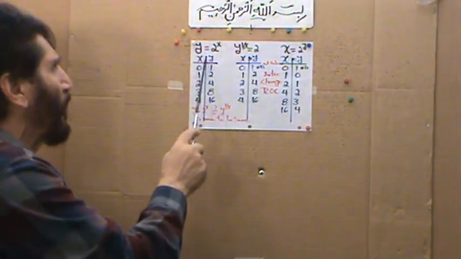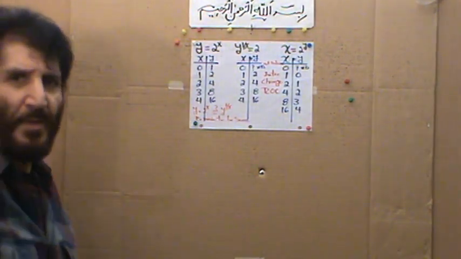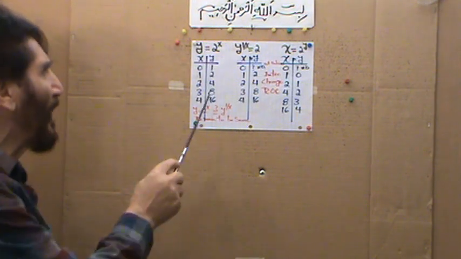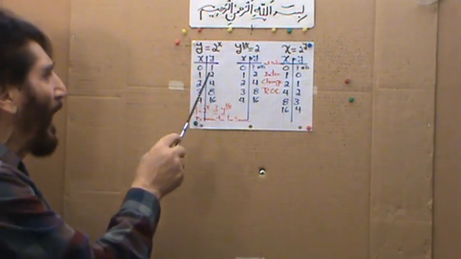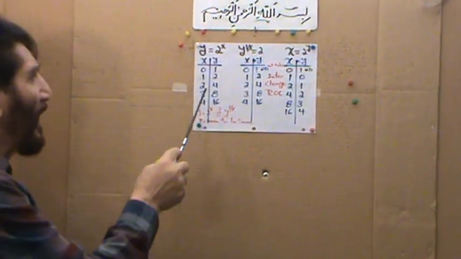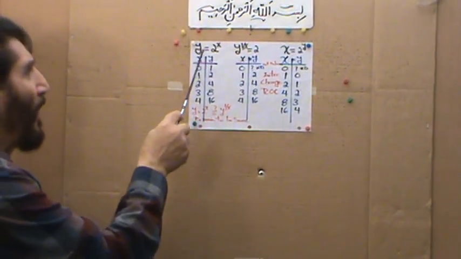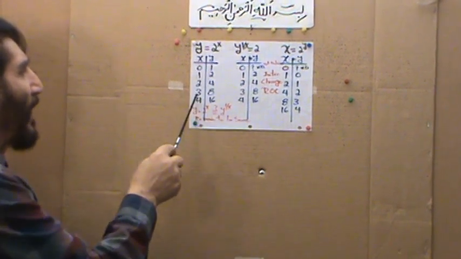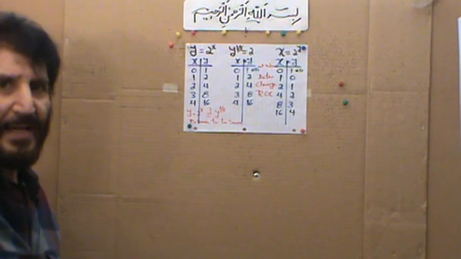Okay, y equals 2 to the x. I took the elements from the analytical graph of that and made this chart, and you can see it. This is easy to comprehend. When x is 0, y is 1. When x is 1, y is 2. When x is 2, y is 4. When x is 3, y is 8, and so on and so forth.